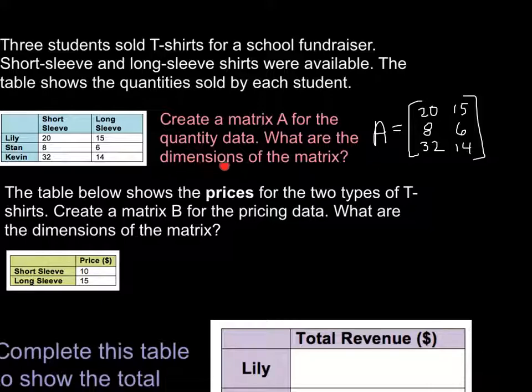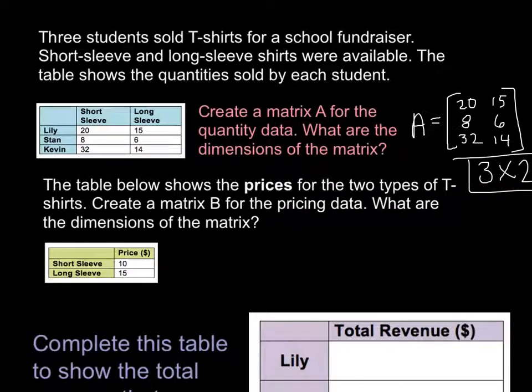Now let's figure out what the dimensions are. It looks like we've got 3 rows by 2 columns. Remember when you define the dimension, you have to go rows by columns. So A is a 3 by 2 matrix. Alright, so now let's move on.